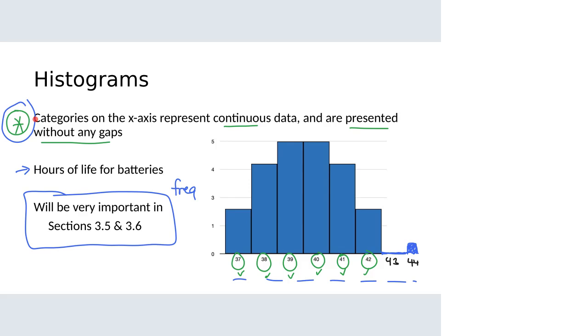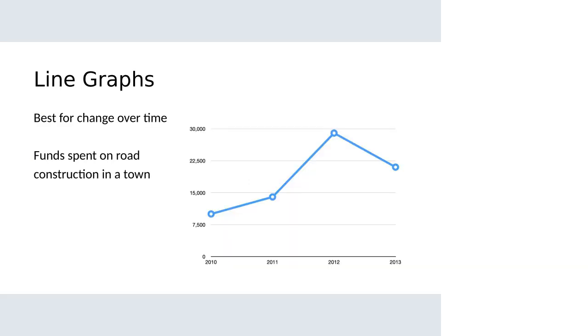Okay, let's put bar graphs behind us and go on to line graphs. Line graphs have a very specific purpose. Line graphs are great for change over time. When we see something happening over a period of days or weeks or hours or years, a line graph is an excellent choice. Here we have an example of funds that were spent for road construction in some fictional town.